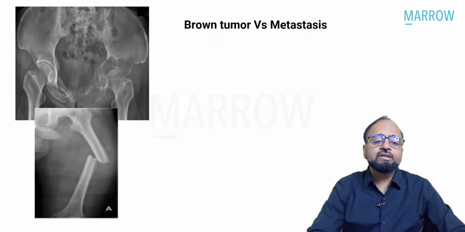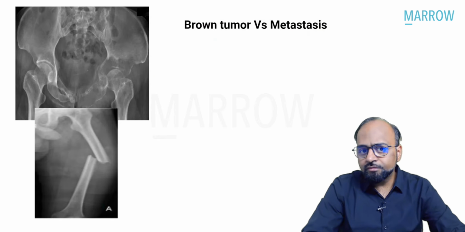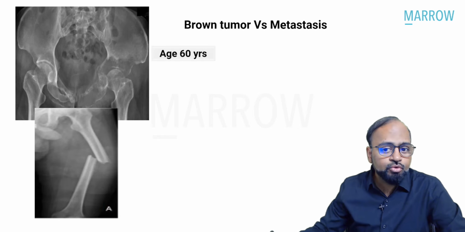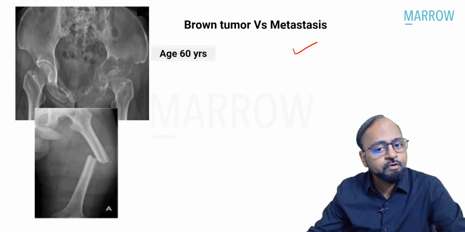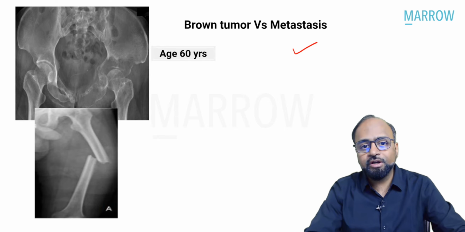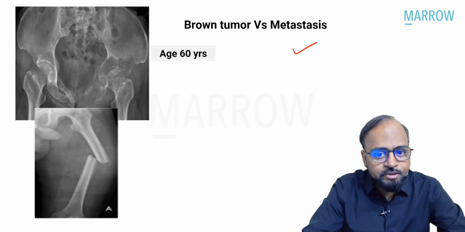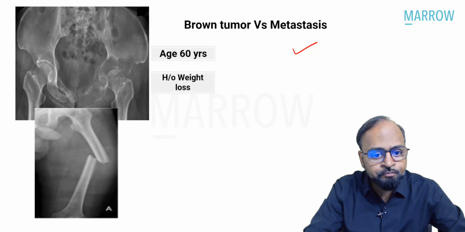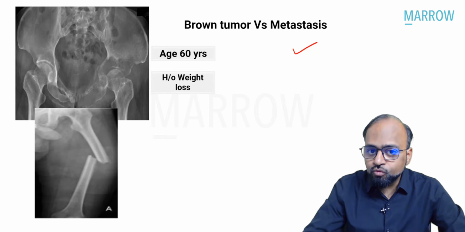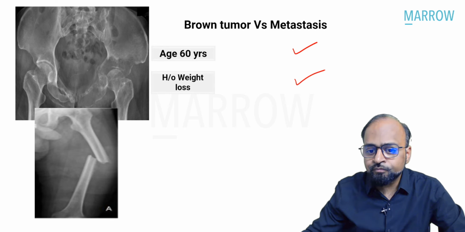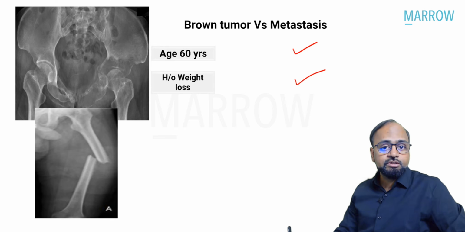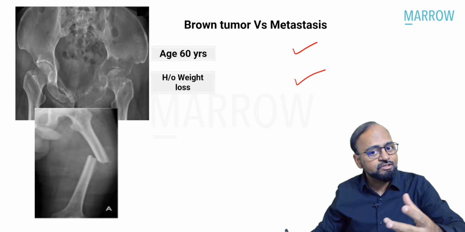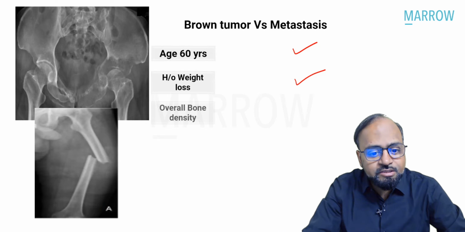So let us quickly try to identify the various clues here. Age 60 years goes in favor of what? It goes in favor of metastasis. Whereas brown tumor, though it can occur at any age, usually is seen in middle-aged patients. In elderly age, metastasis is a more likely possibility. There is a history of weight loss. If this was in the option, again, this is a feature pointing towards some kind of malignancy, a primary malignancy somewhere metastasizing to the bone. It is more in favor of metastasis.